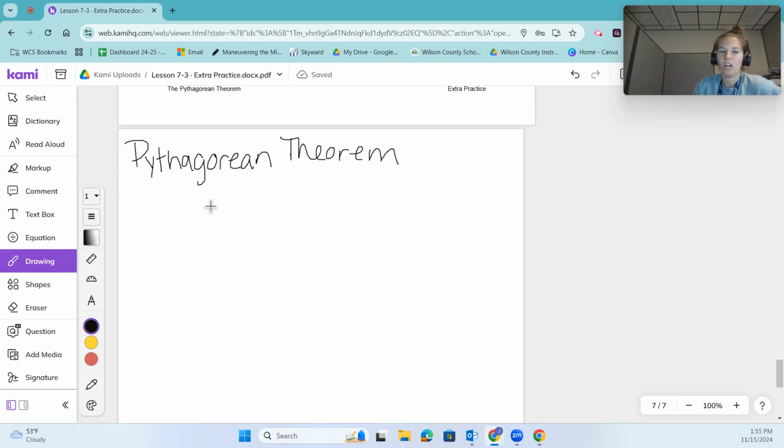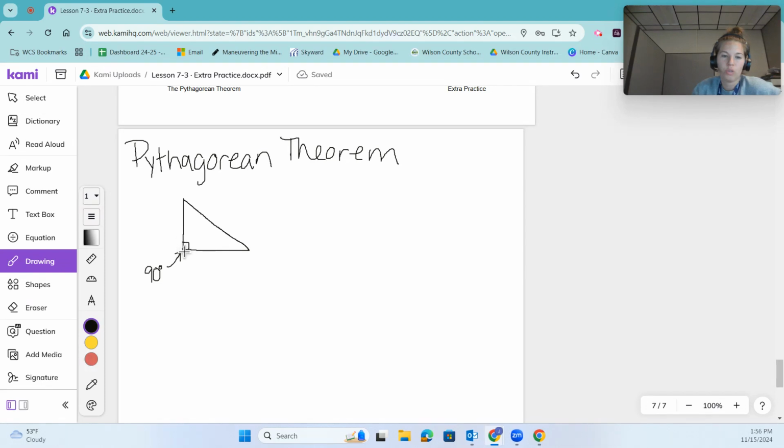Okay, today we are talking about the Pythagorean theorem. The Pythagorean theorem is a relationship between the sides of a right triangle. Right triangles have a 90-degree angle, and on this triangle, we can call the different sides by different names.